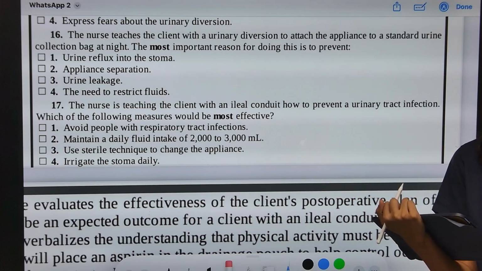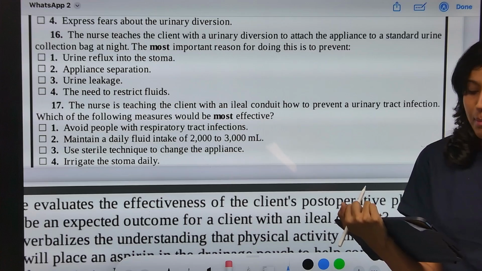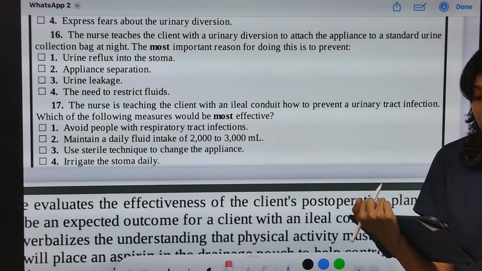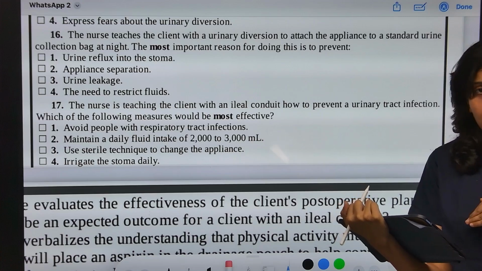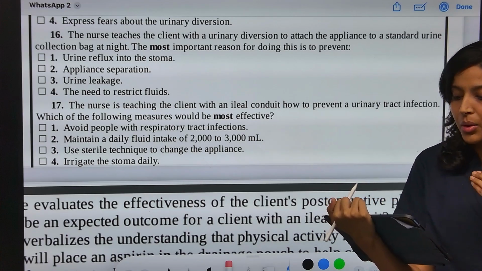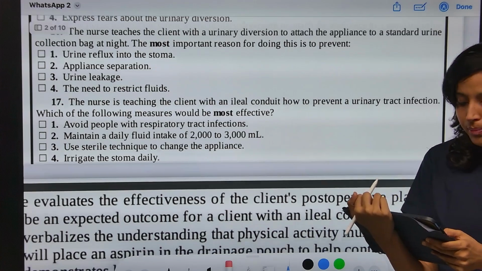We know that from the stoma the urine will pass out and it will collect into the collecting bag. But in case the collecting bag is filled, the urine may get back into the stoma. To prevent this we have to attach the appliance to the collecting bag at night. So this will be the right answer.